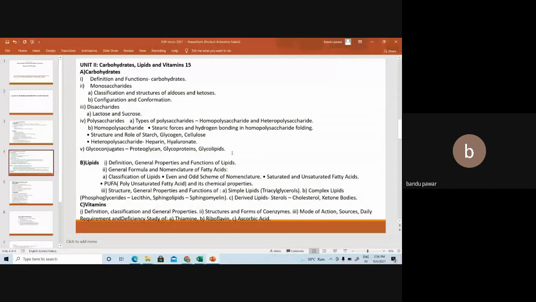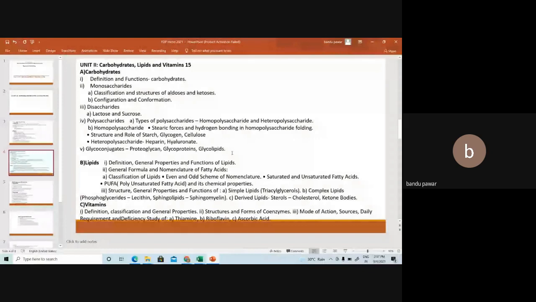There is a formula to count the stereoisomer number in a carbohydrate, that is stereoisomers equal to 2^n, where n is the number of chiral centers. From that formula we can calculate the number of stereoisomers in a particular carbohydrate.